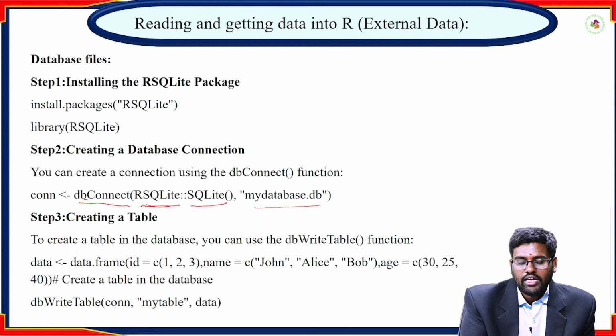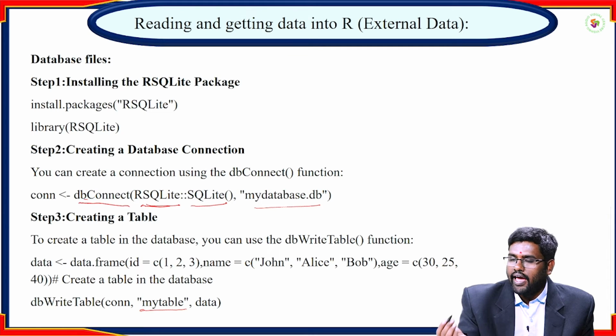So next, after that, we are adding some content, data.frame of these values: ID, name and ages. After that, dbWriteTable of connection, comma, my table, comma, data. My table is our table name. The table is created, and inside the table the data is inserted with the fields ID, name, ages. These three columns are inserted into our database. The table name is my table.